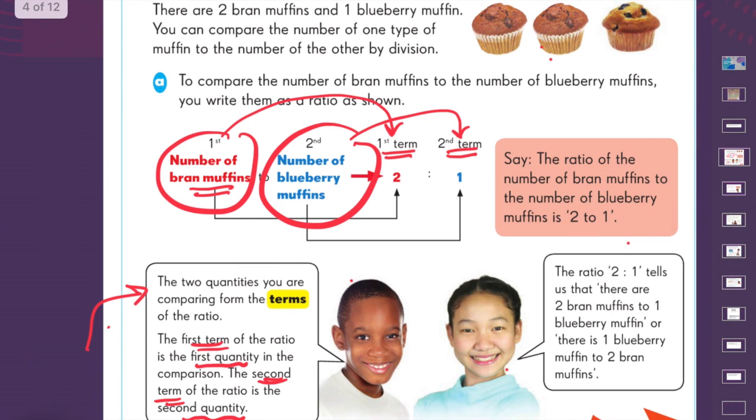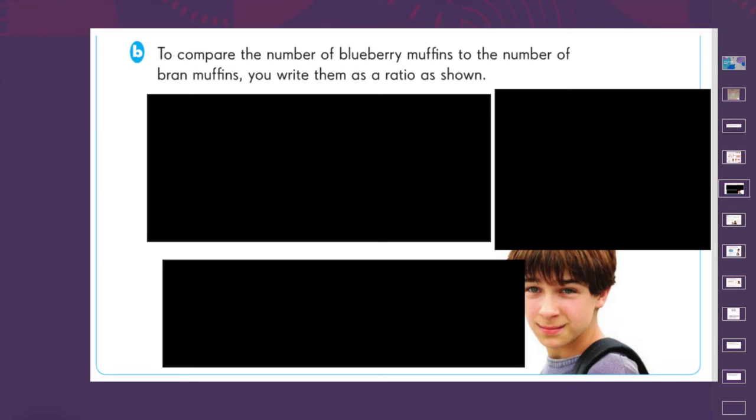And then we have our other little friend over here telling us that the ratio 2:1 tells us that there are 2 bran muffins to 1 blueberry muffin, or there is 1 blueberry muffin to 2 bran muffins. So we're just comparing those quantities.